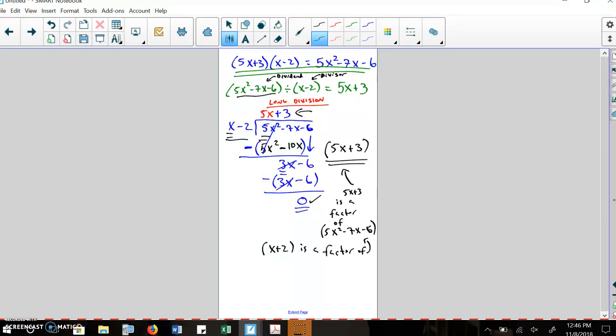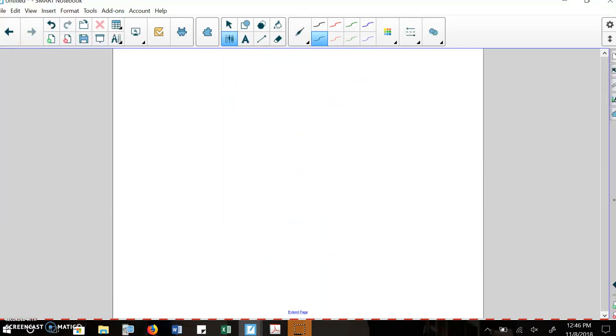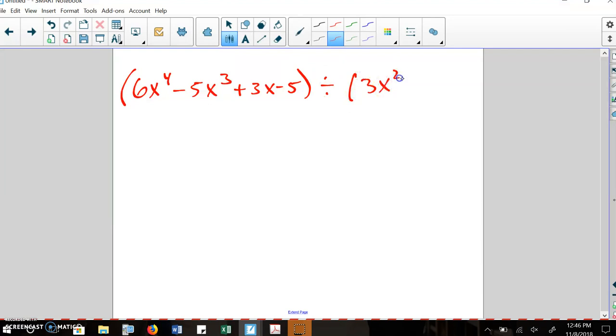Alright, we'll try one more example here of long division. Then I'm going to stop this video and I'll have another video to talk about the second type of division, which goes a little bit quicker. Okay, but for our next one, we're going to try 6x to the 4th minus 5x cubed plus 3x minus 5. So here's my dividend, and we're going to divide that by 3x squared plus 2x.